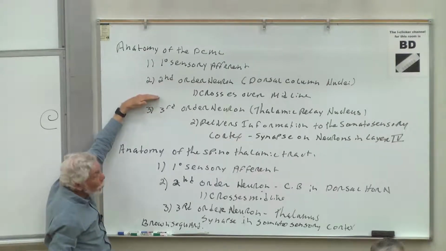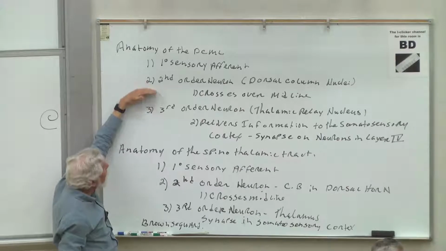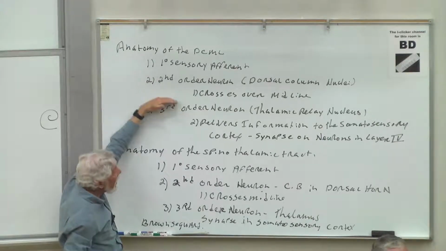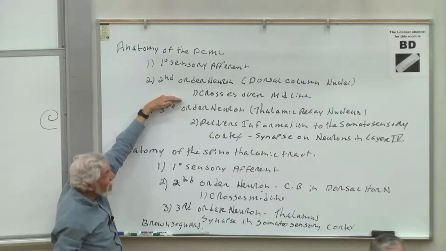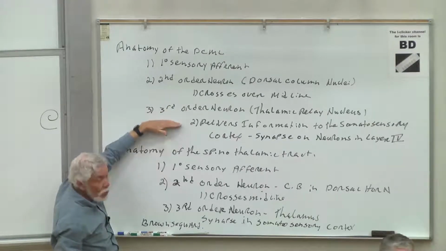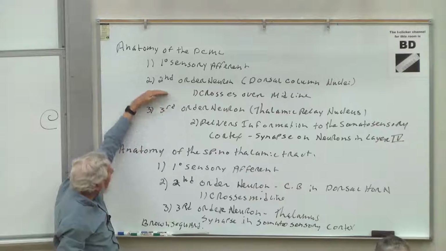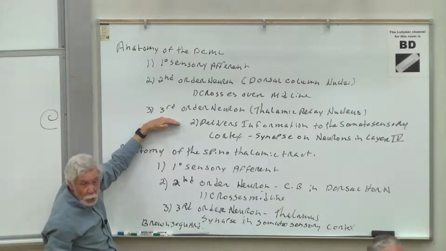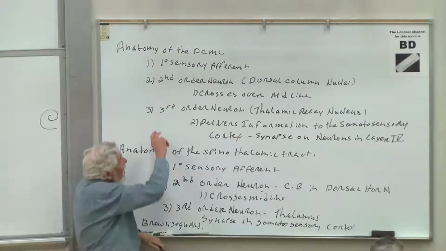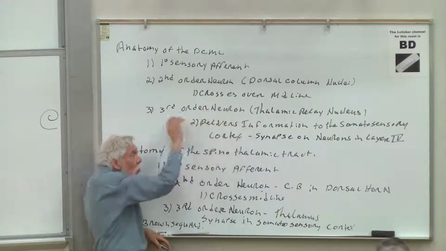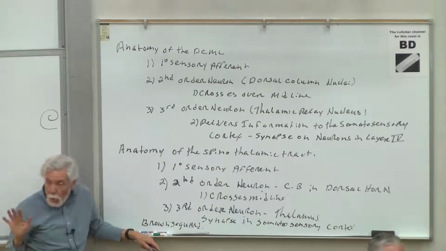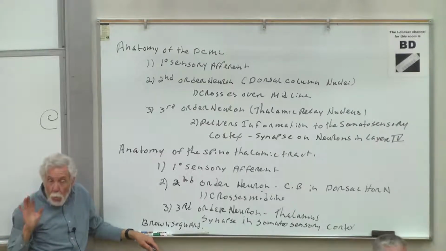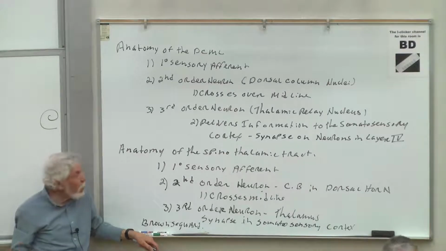Now, the second order neuron, which receives synaptic input from the primary sensory afferent, then crosses over the midline. It extends over the midline and then sends its process to the thalamus. In the thalamus, the second order neuron synapses onto the third order neuron, and the third order neuron then in turn sends a process to the somatosensory cortex. Simple as 1, 2, 3. Just have to remember where these neuronal cell bodies are and where their output regions are.